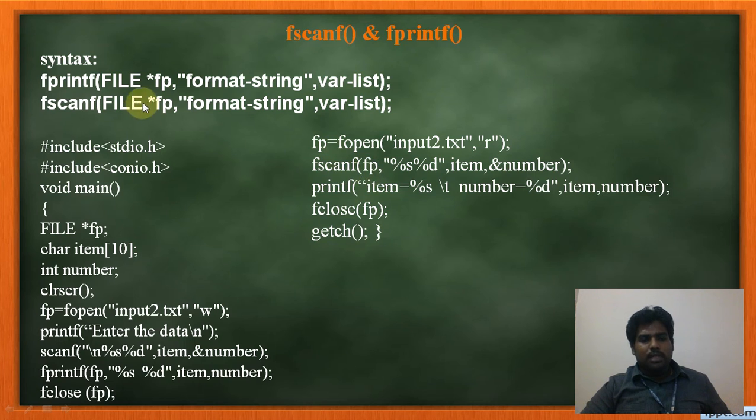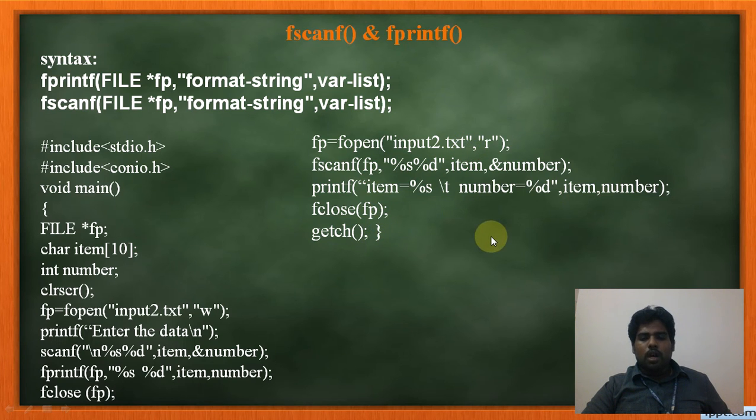Fscanf has the same syntax: file pointer, comma. Then what control strings are there? %s is for denoting this character array and %d is for the number. These are the two data which are present inside the file. For denoting, you are using the control string and the variable name. From the file, you are retrieving the input. Now you want to display on the console screen, the output screen. So item equal to %s, the number equal to, \t is nothing but tab, number equal to %d. You are printing these two variables. Again, you have to close the file. Here you open, right? Close the file.